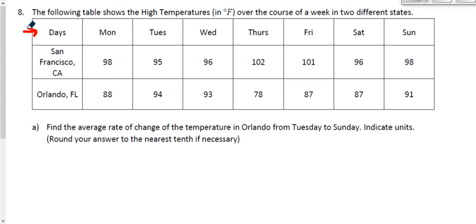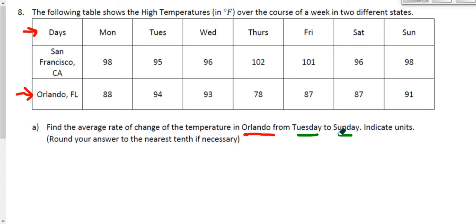And I have a couple different temperatures here based on the city. So the first question says, find the rate of change of the temperature in Orlando. For Orlando, I'm only going to focus on the y values at the bottom of this table, these f of x values. And it wants me to find the rate of change from Tuesday to Sunday. So this is my interval here. And I have to find some way to turn this into numbers.